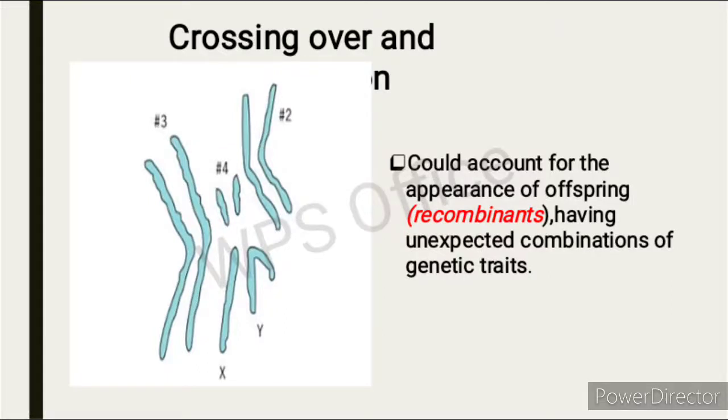This figure is called crossing over and recombination. In 1911, Morgan offered an explanation for the breakdown in linkage. Two years earlier, F.A. Janssens had observed that the homologous chromosomes of bivalents became wrapped around each other during meiosis. Janssens had proposed that this interaction between maternal and paternal chromosomes resulted in the breakage and exchange of pieces. Capitalizing on the proposal, Morgan suggested that this phenomenon, which he termed crossing over, or genetic recombination, could account for the appearance of offspring, or recombinants, having unexpected combinations of genetic traits.